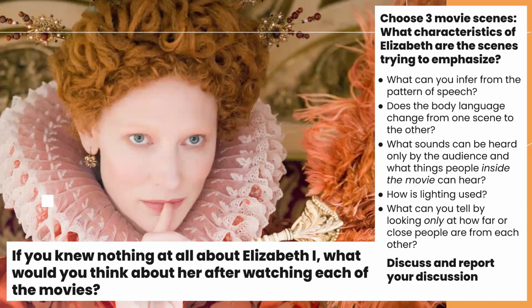I have some examples here of scenes that I can show you in case you can think of any, but the questions are: what can you infer from the pattern of speech of Elizabeth or the other people there? Does the body language change from one scene to the other?